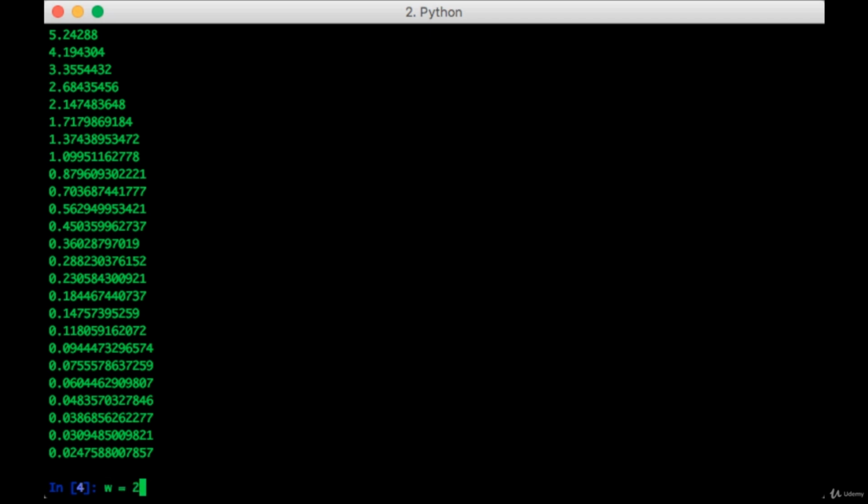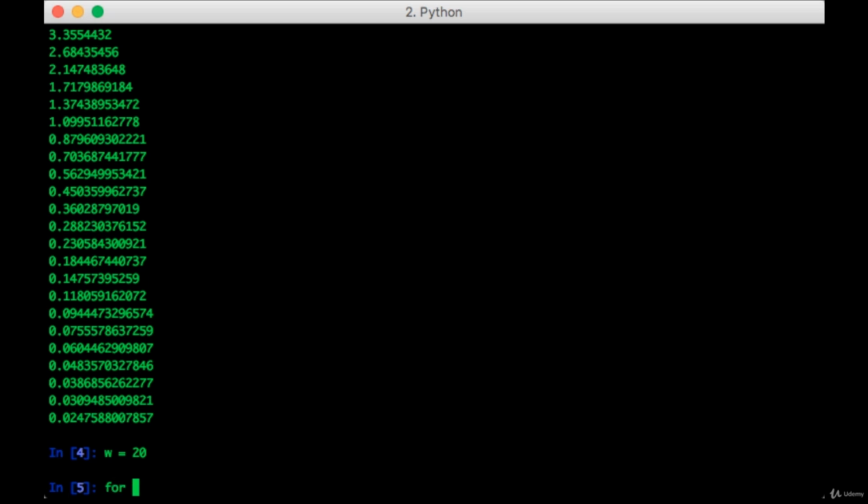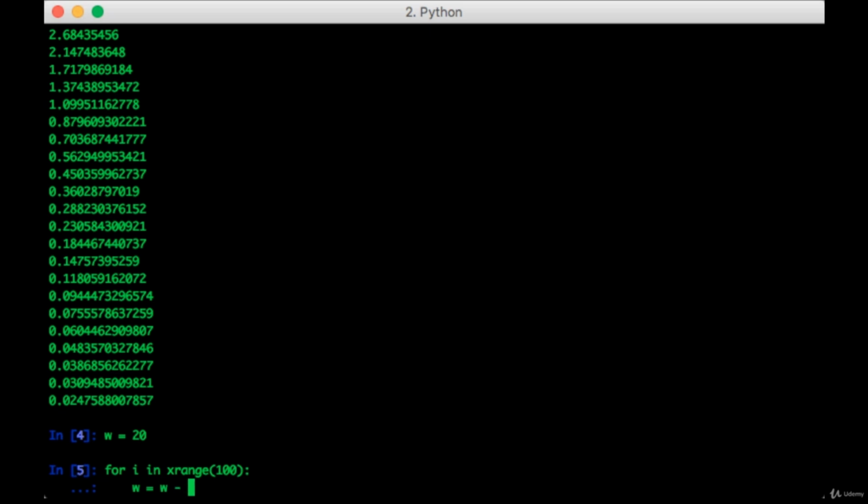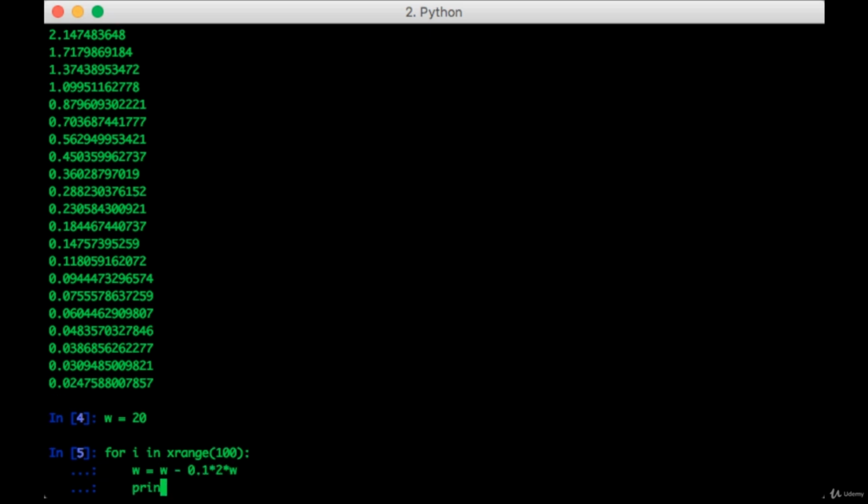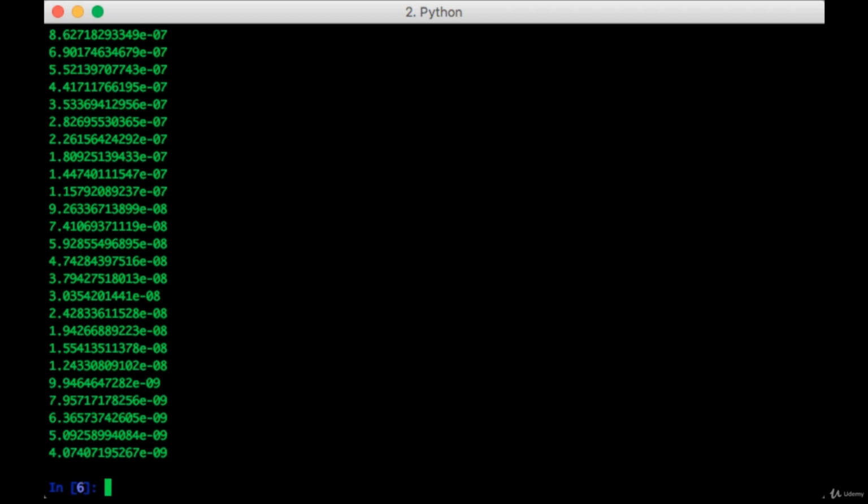So we're going to reset w to 20. Move through 100 steps. w equals w minus 0.1 times 2 times w. Print w. Alright, so that brings us very close to 0. So there you have it. I hope you are now convinced that by moving slowly in the direction of the gradient of a function, we get closer and closer to the minimum of that function.